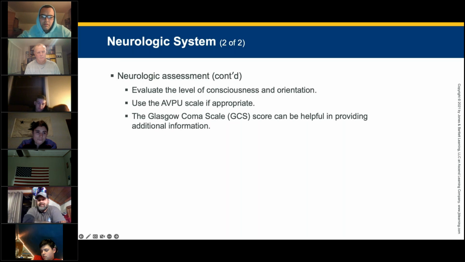Use the AVPU scale. Who remembers what the AVPU scale stands for? Cyrus, go ahead. Awake, verbal, pain, and unresponsiveness. Very good. Another tool we can use is the Glasgow Coma Scale.